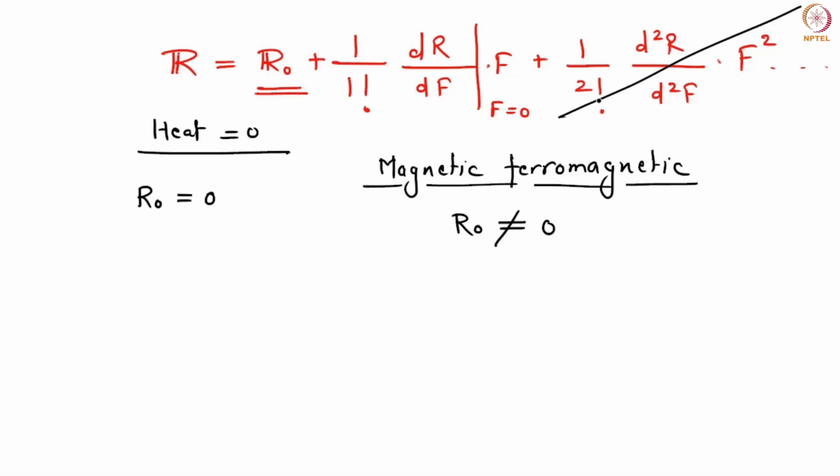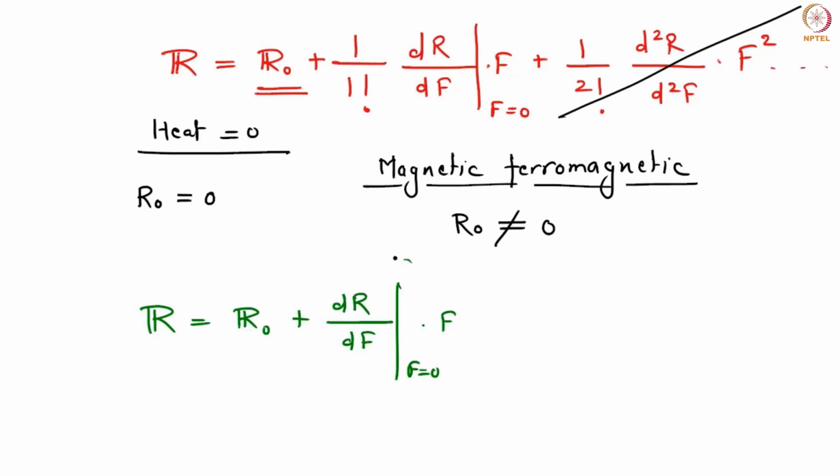So what I can do is rewrite this expression as my response equals whatever is the R0, and then just the first term. So 1 divided by 1 factorial is just 1, and then we have our first term dR by dF, at F equals 0, multiplied by F. So this is the expression which now tells me what the material property is.